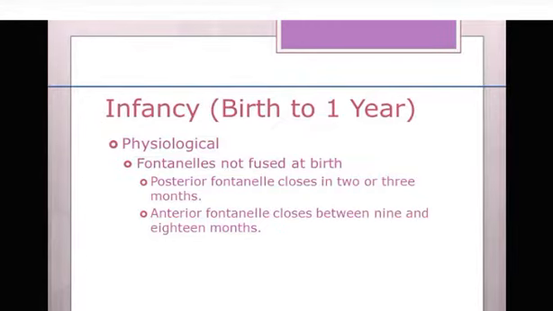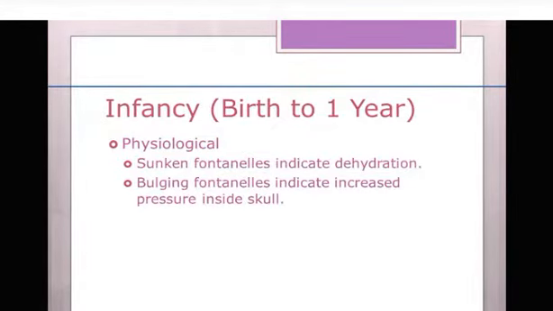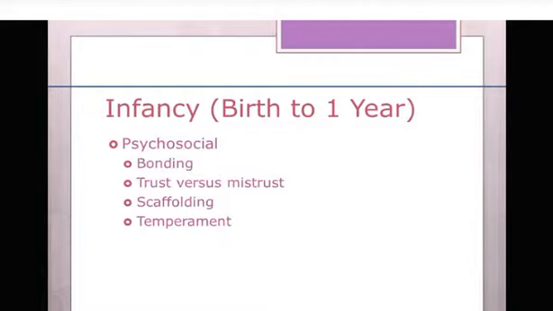It's still rather big. So, okay, and again, sunken fontanelles indicate dehydration. Bulging ones indicate increased pressure inside the skull, which can be a result of a head injury, brain injury, or something like that.